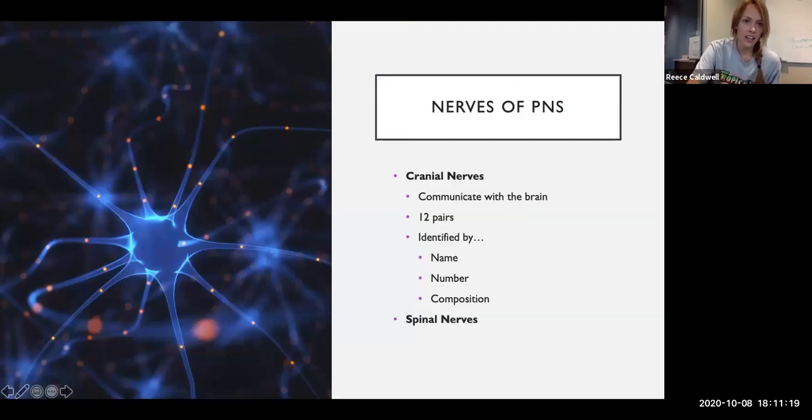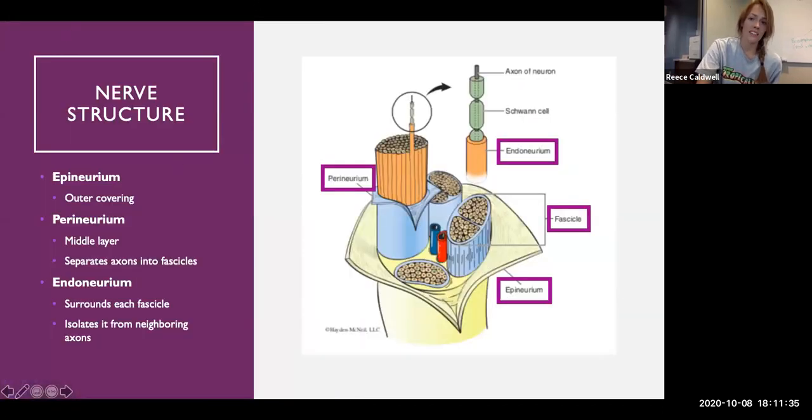So when we look at the nerves of the parasympathetic nervous system, we have cranial nerves and we have spinal nerves. That's all I'm going to go into. We have cranial nerves and spinal nerves. You really don't even need to know that. I won't be asking any type of questions about nerves on the practical. So this nerve structure, you're not responsible for this either.